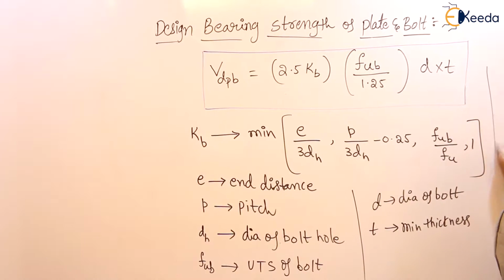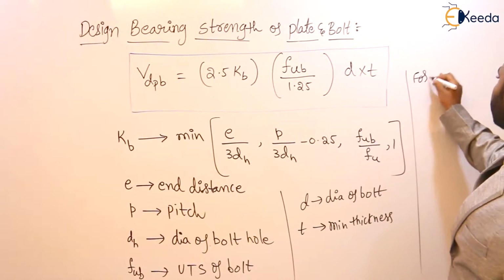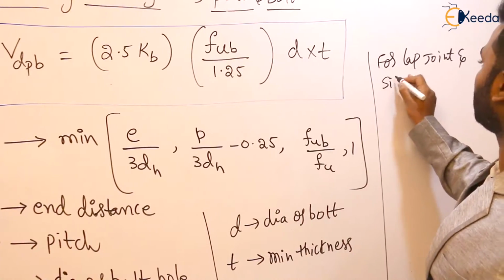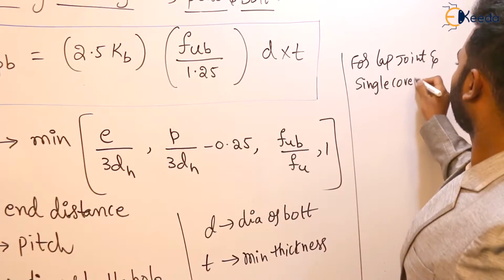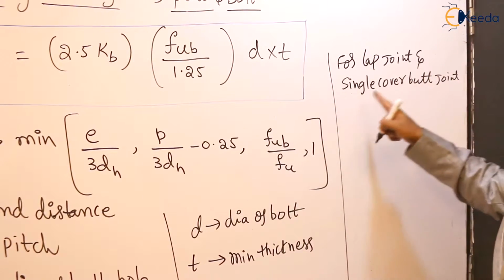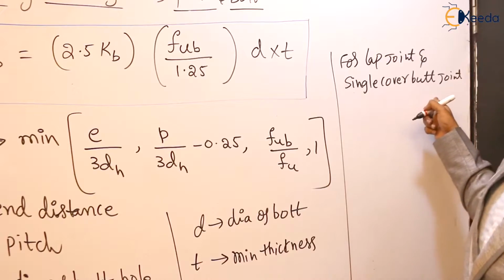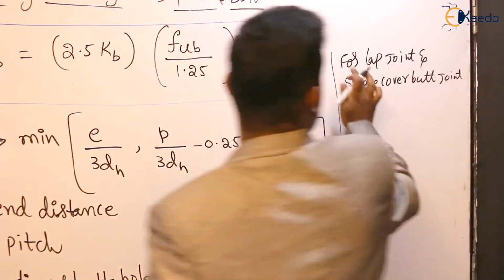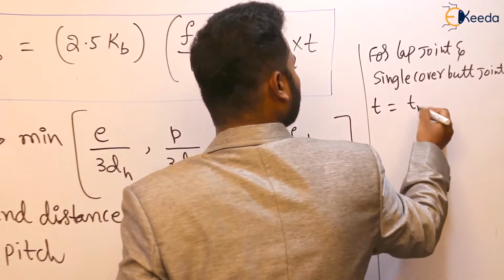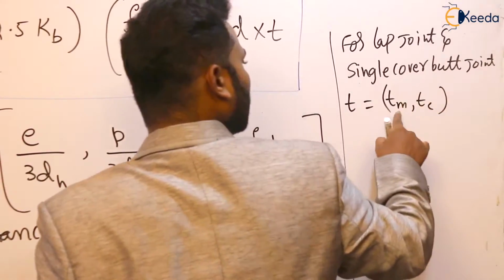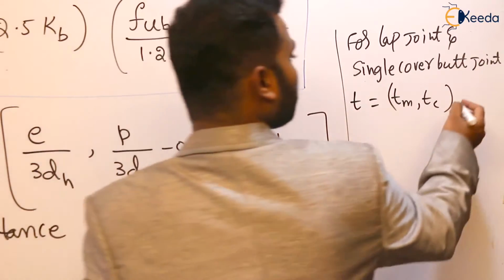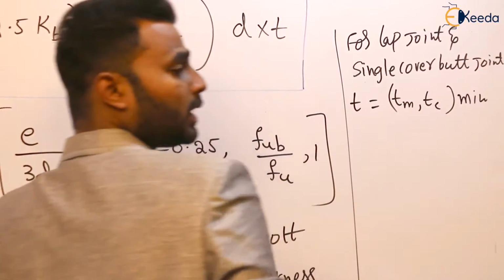As we indicated, here I am writing. For lap joint and single cover butt joint, T is equal to minimum of Tm, Tc. Tm is the thickness of the main member and Tc is the thickness of the cover. So minimum of this.